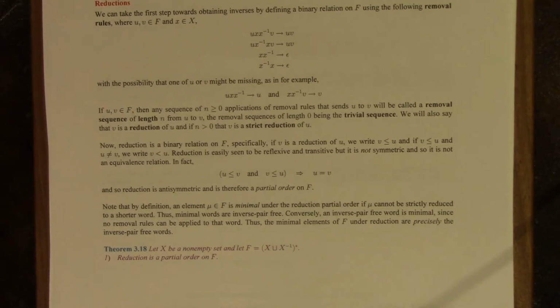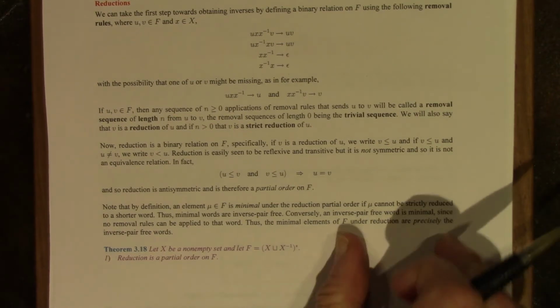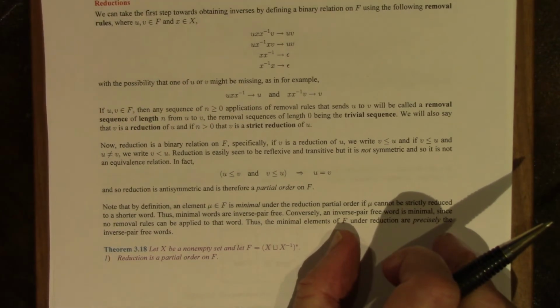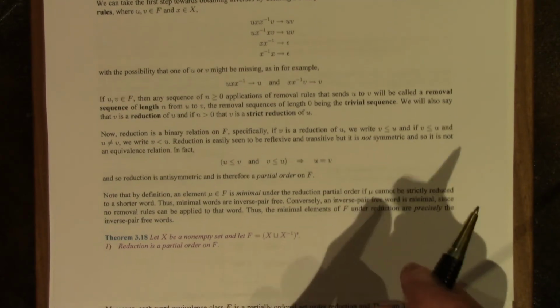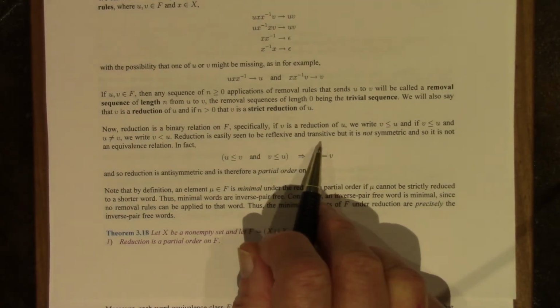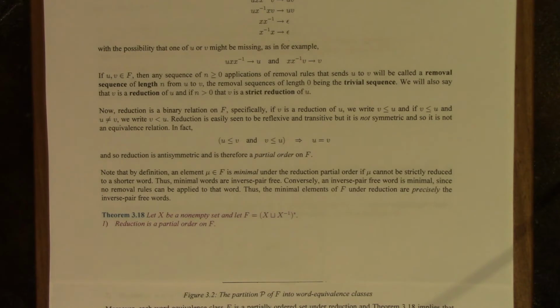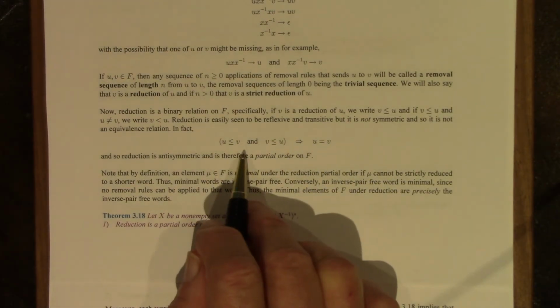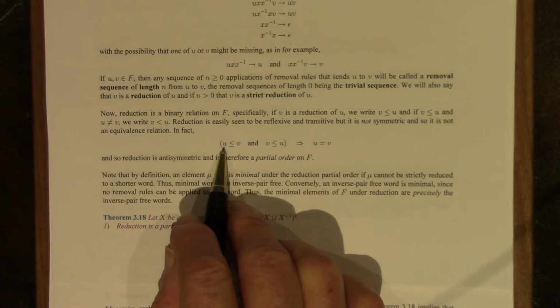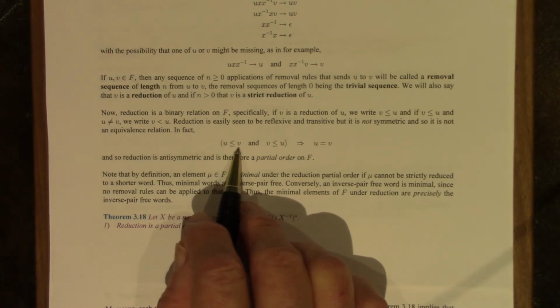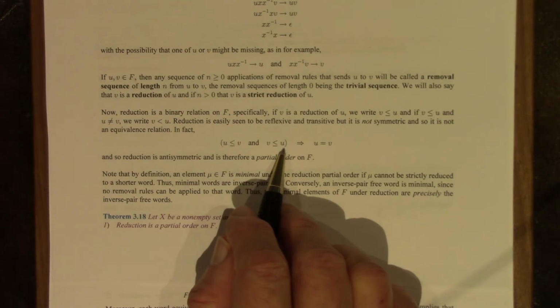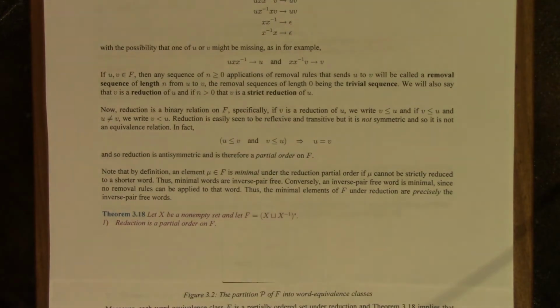Reduction is reflexive because you can always use the trivial removal sequence. So a word can be reduced to itself. It is transitive, but it's not symmetric. In fact, if u is a reduction of v and v is a reduction of u, then u and v have to be equal.